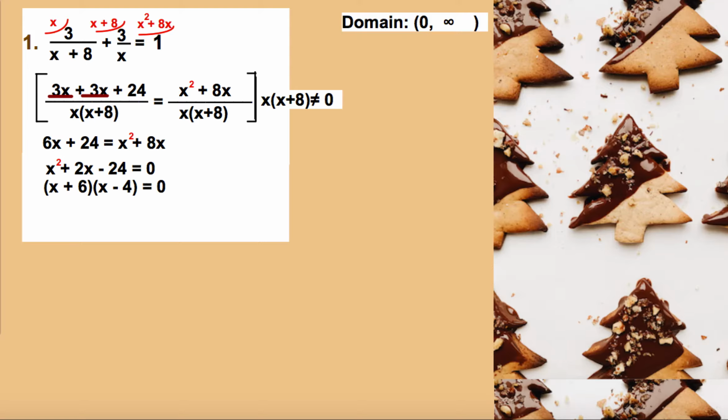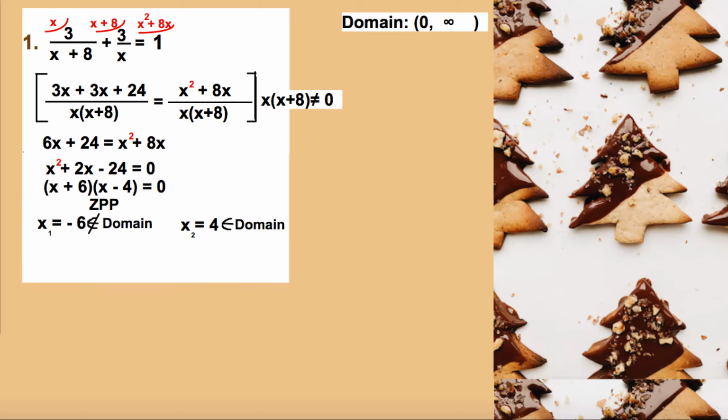Thus, this is equivalent to the quantity x plus 6 times the quantity x minus 4 equals 0. Utilizing the zero product property, x1 is equal to negative 6 and x2 is equal to 4. Negative 6 does not belong to the domain, so that doesn't work. But x2 equals 4 belongs to our domain.